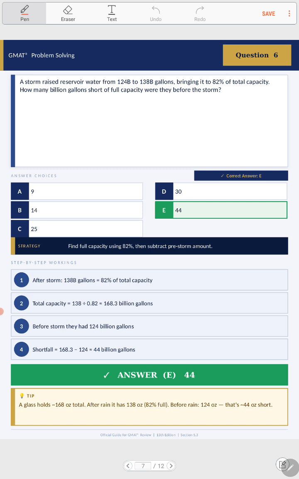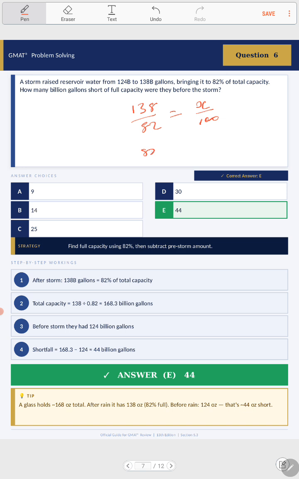A reservoir water level rises from 124B to 138B. Now, this is one question where I would say it is very good that we set up a proportion. The proportion will look like this. At 132, we have 82%. So, at S, which is the full capacity, we have 100%.